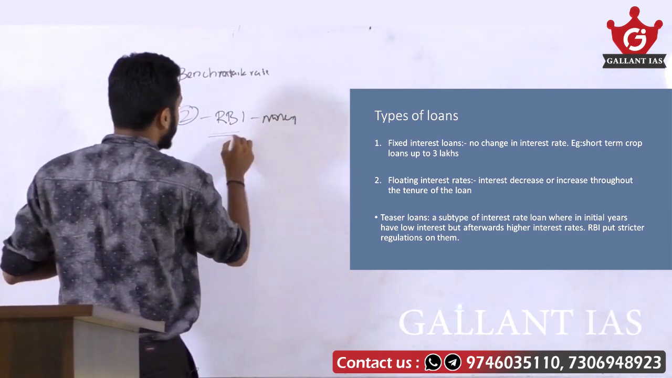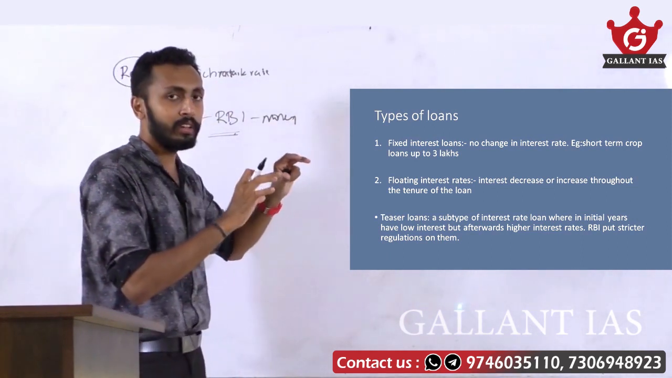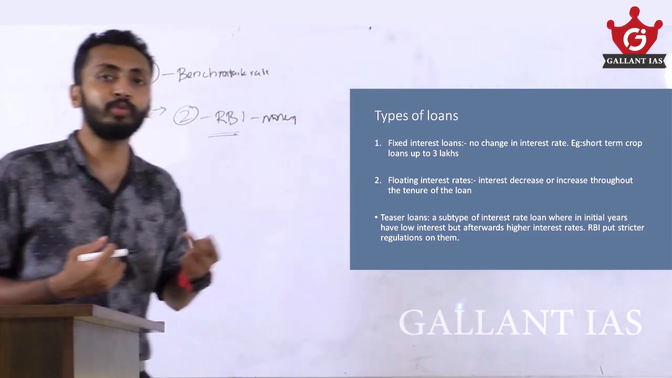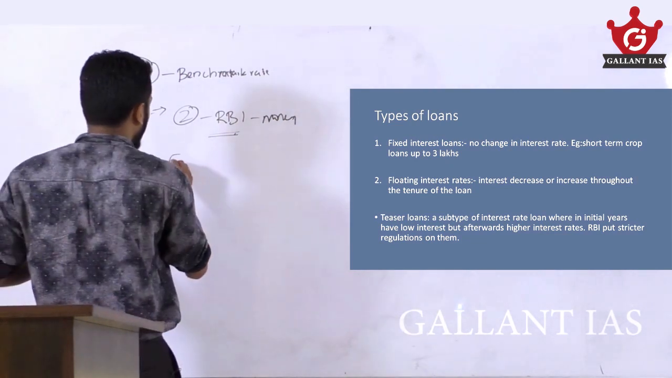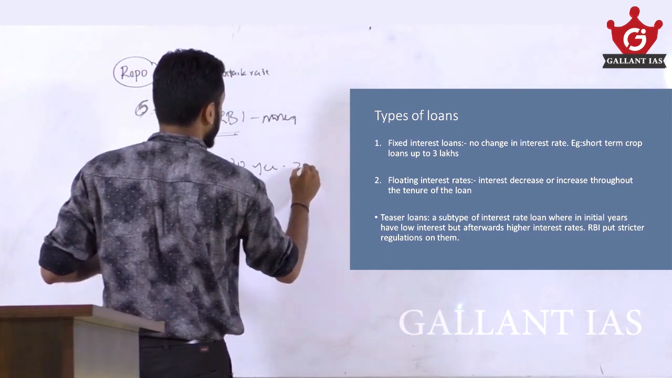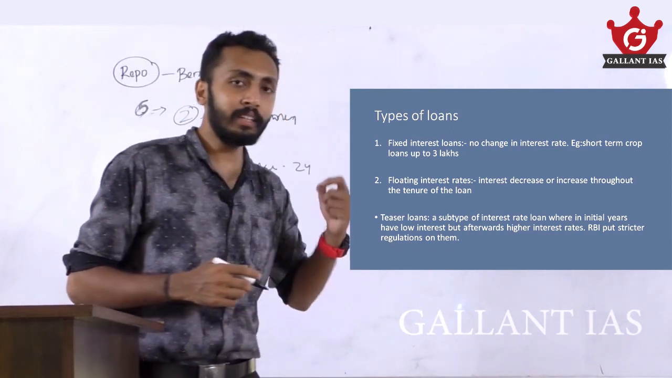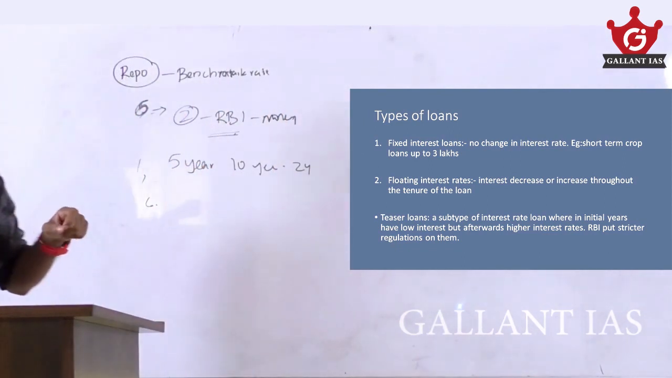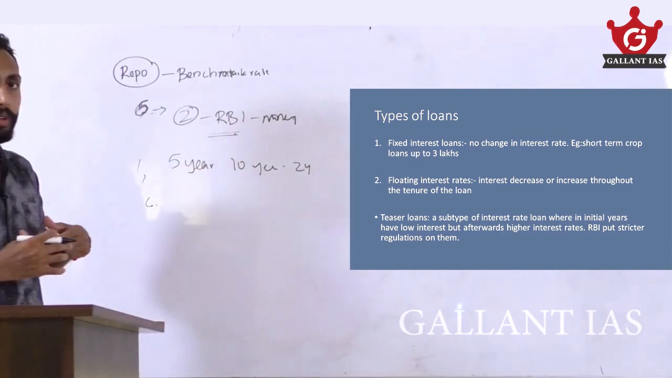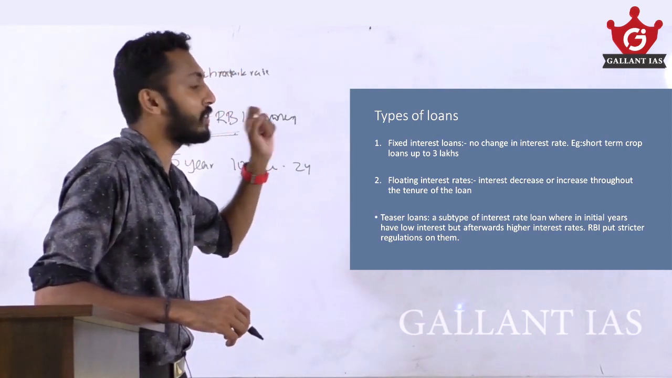Because of this change in repo rate, that benchmark rate, banks are also forced to change their interest rate. But banks are giving loans not for just 2 months. Banks are giving loans for 5 years, 10 years, 2 years, 1 year, 6 months, etc. So when RBI changes this monetary policy rate, banks are also forced to change their interest rate. That rate is known as the floating interest rate. Interest decreases or increases throughout the tenure of the loan.